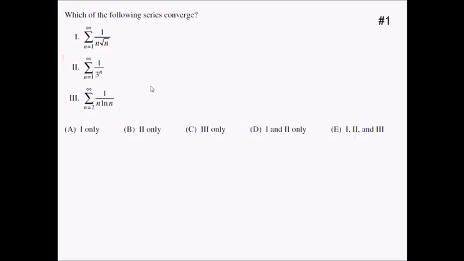For this problem, we're given three series and we're asked which of these converge. So we're just going to go through each of them and test them. For this first one, this is actually a p-series. This is n times n to the 1/2, or n to the 3/2. So we have a p-series with p equals 3/2. Since this is greater than 1, that means this series is going to converge by the p-series test.